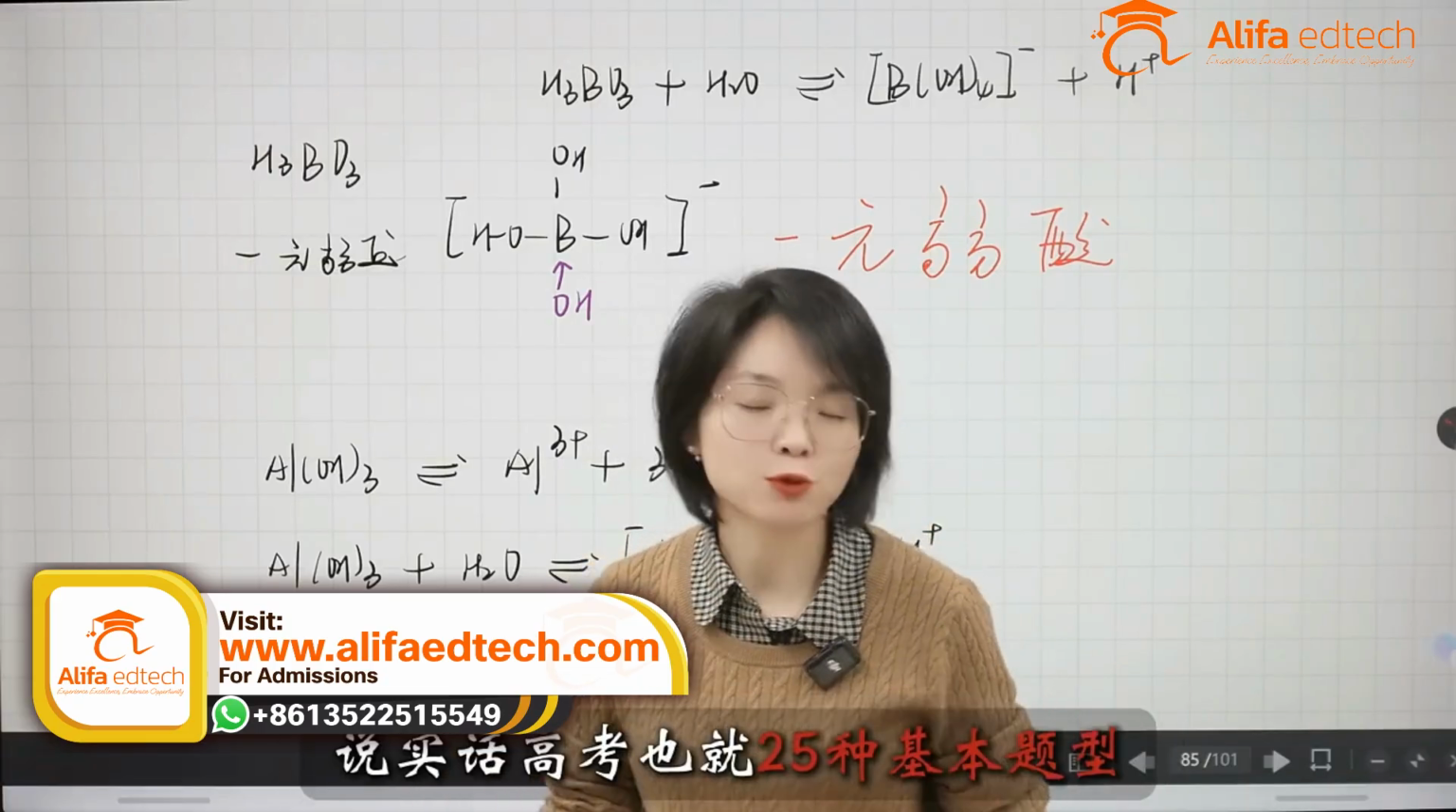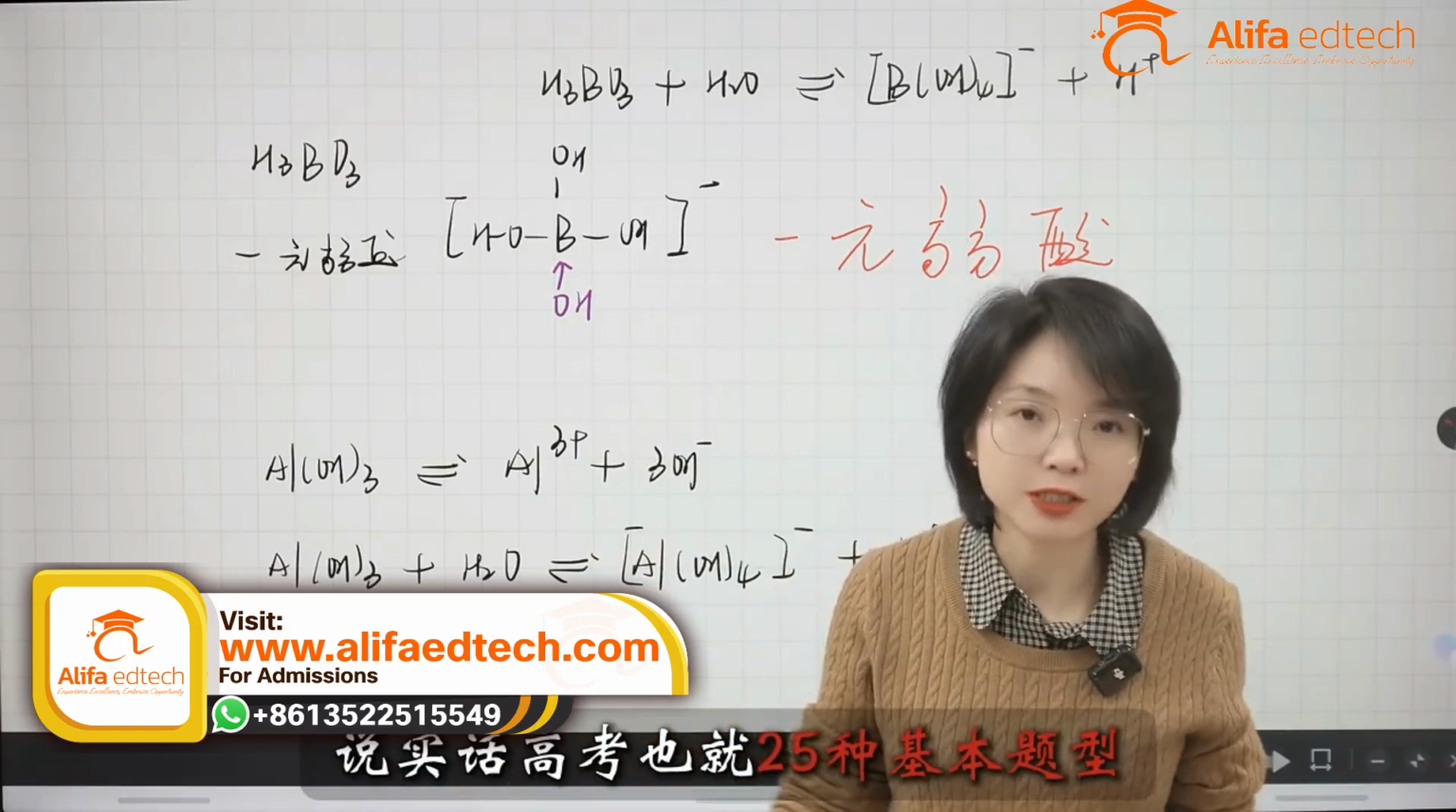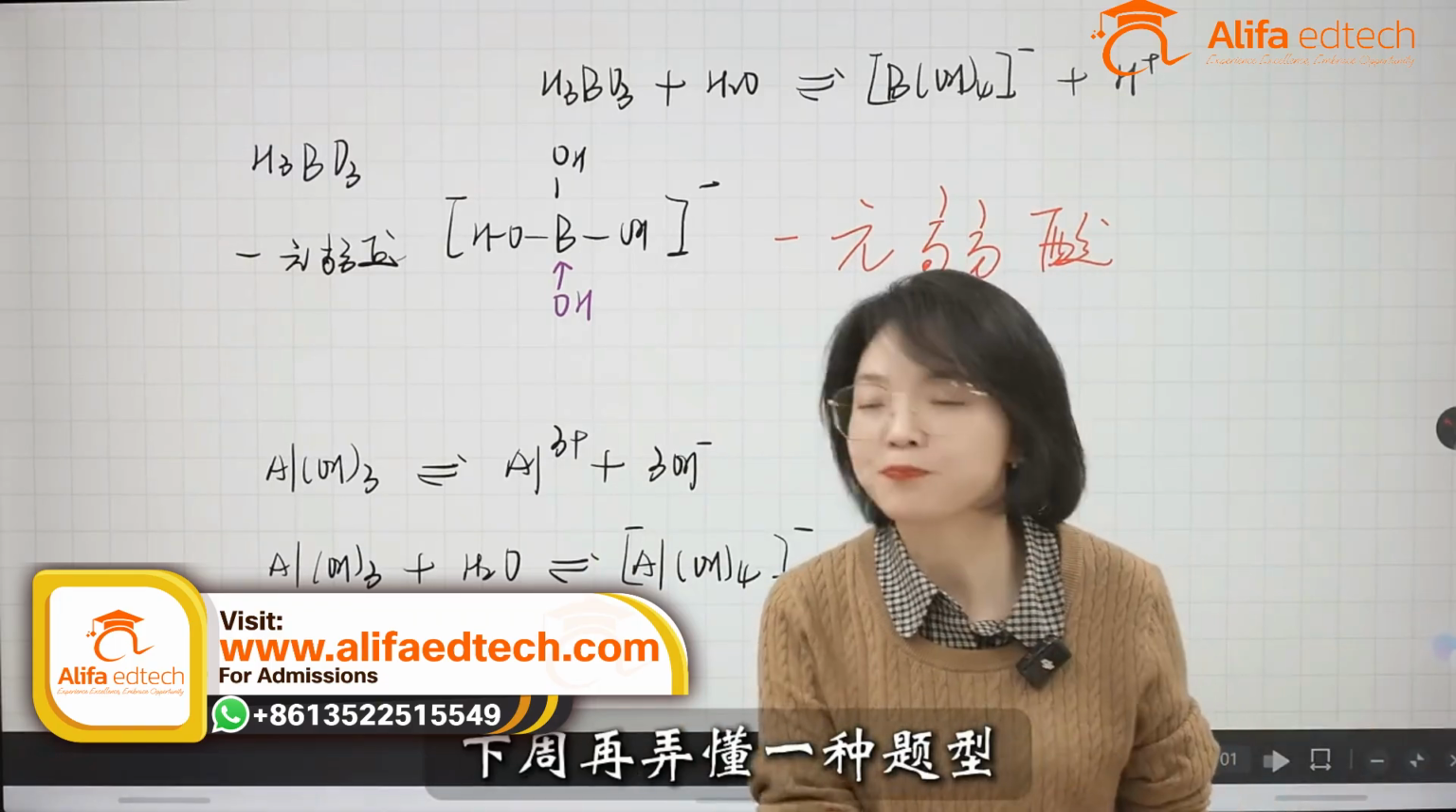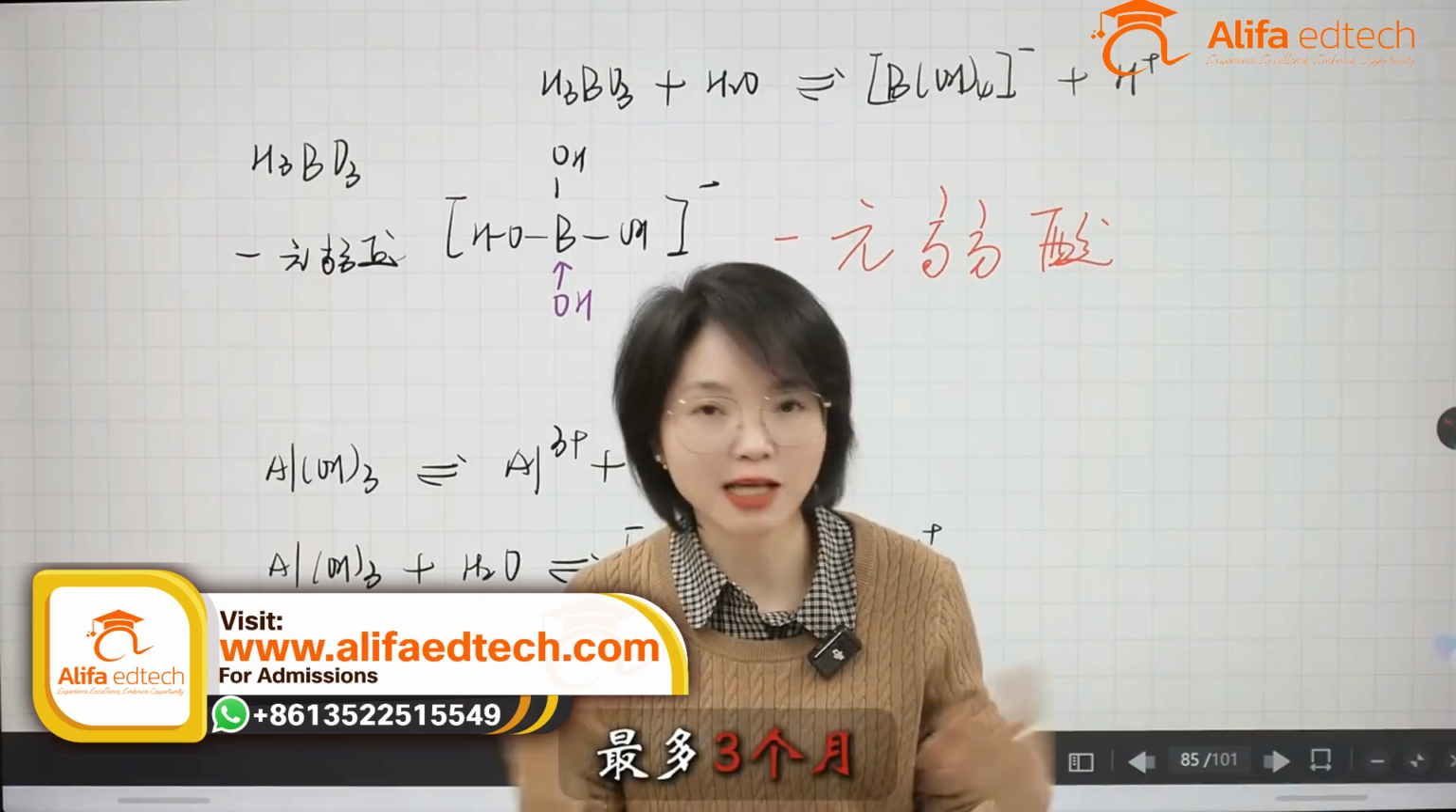Honestly, the exam has just 25 basic types. I understand one type today, next week another type, in 3 months max you can master all types. Can't you score well then?